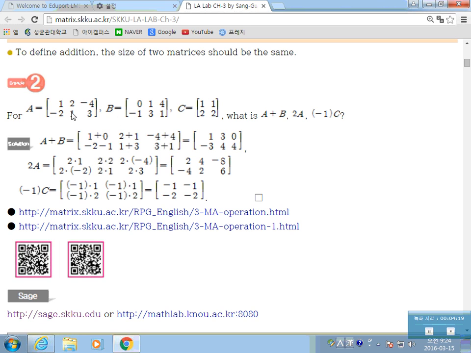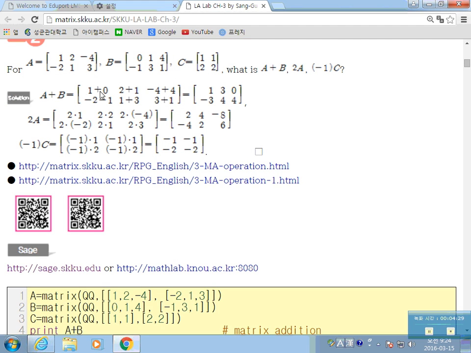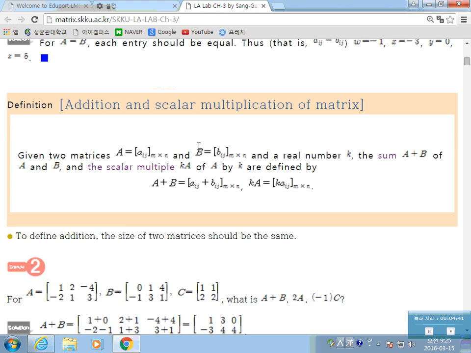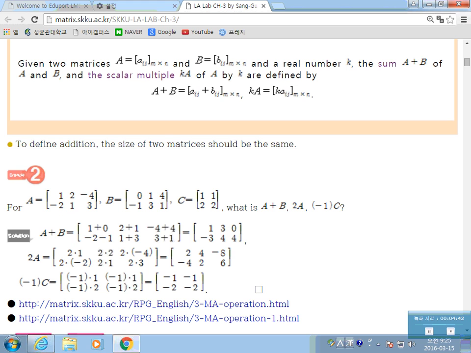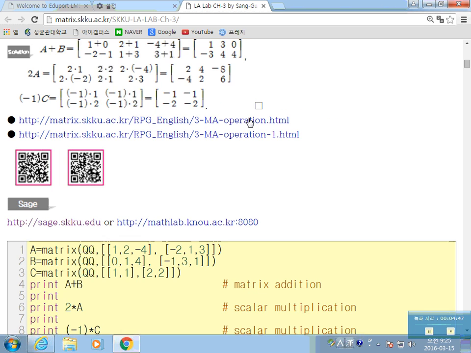Okay, so when we have these three matrices, we can find the addition of two of them or a scalar multiple of them. Since the sizes of these two matrices are the same, we can add these. But we cannot add A and C, because these two matrices are not the same size. Matrix addition is defined when we have two matrices of the same size.